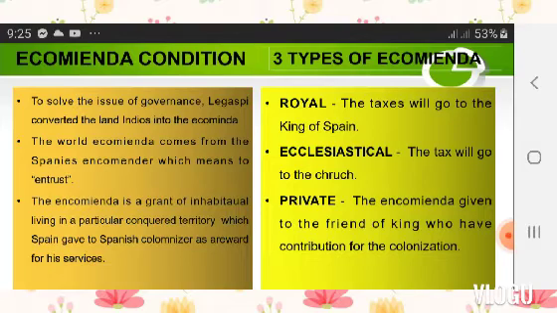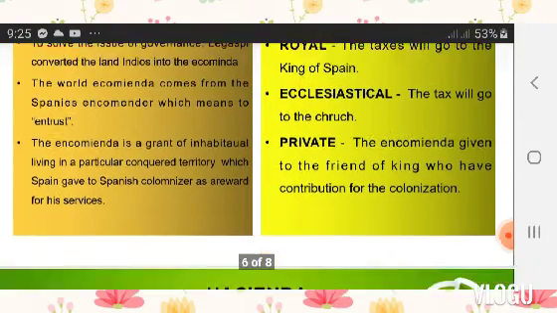The three types of encomienda: first, the royal; second, ecclesiastical; third, the private. Royal was where the taxes would go to the king of Spain. The ecclesiastical was where the taxes would go to the church. While the private encomienda was given to friends of the king who contributed to the colonization.